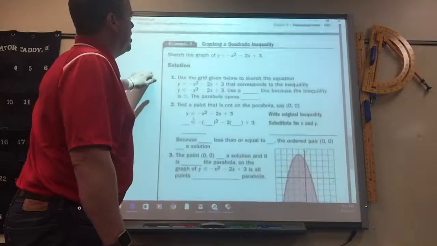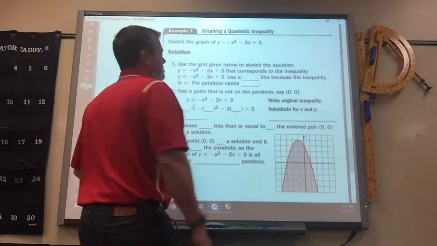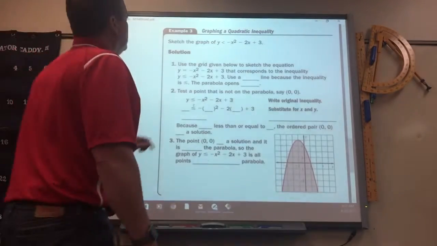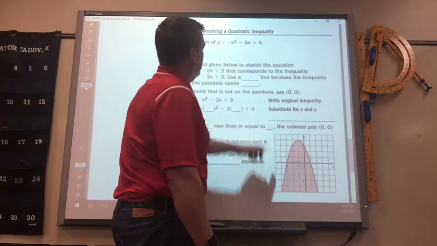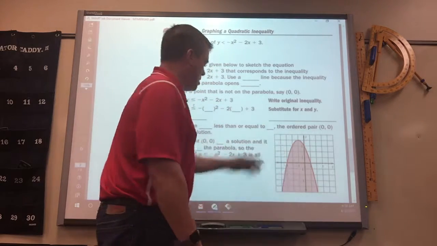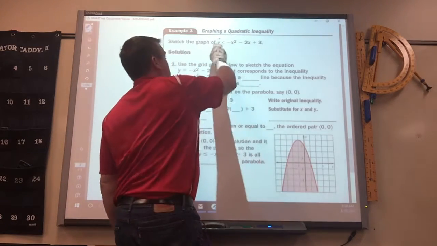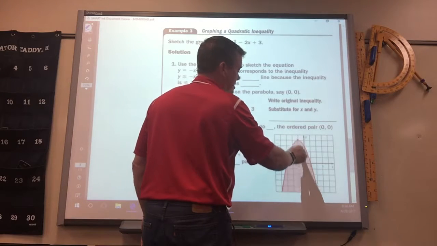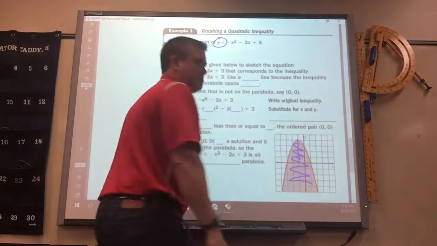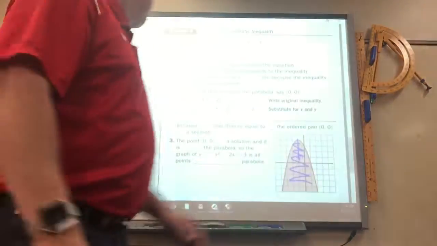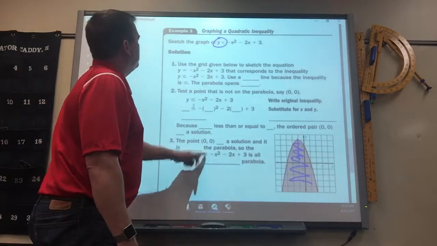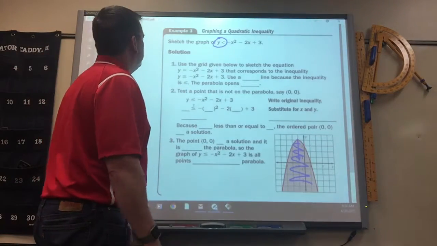So here they did this one. And they did it wrong. Since it doesn't have an equal, it should be a dotted line. Okay, so that's wrong there. But y is less than, so you go to the vertex, less than is below, which means you shade the inside. Yes? Let's see, yeah, they put an equal here, but not in the original. So they messed up somewhere.